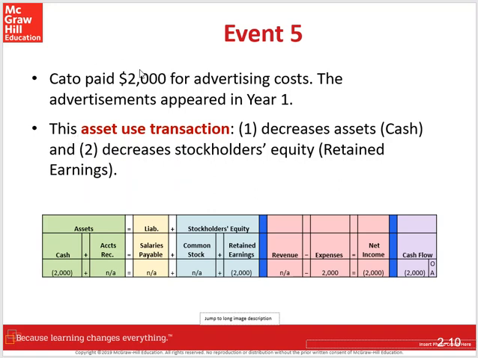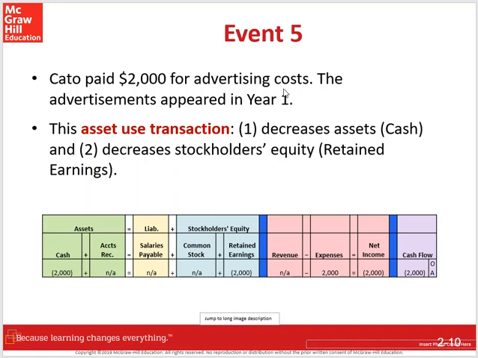Well, if we paid out $2,000, sounds like cash is going to go down by $2,000. And then retained earnings will go down. Why? Because we have advertising expense. And again, the cash flow type is operating activity, OA. Both of the last two transactions are what we call asset use transactions, right? Both sides of the accounting equation are going down.